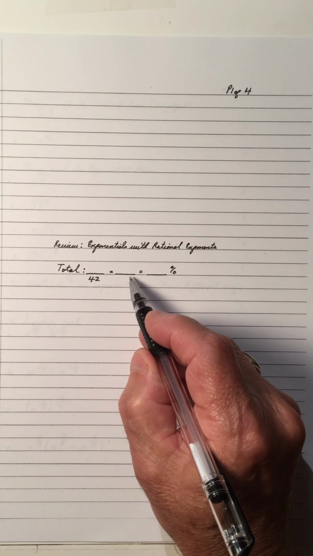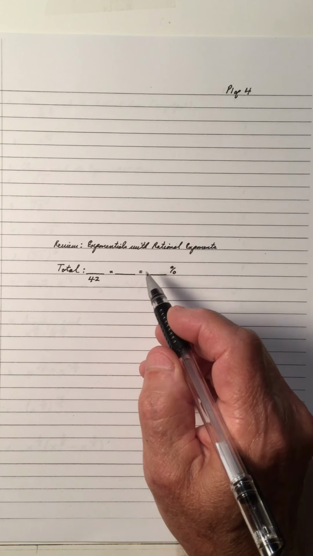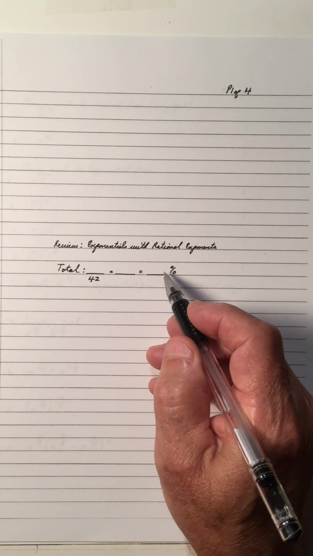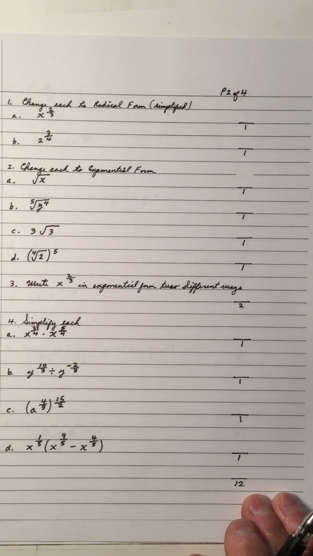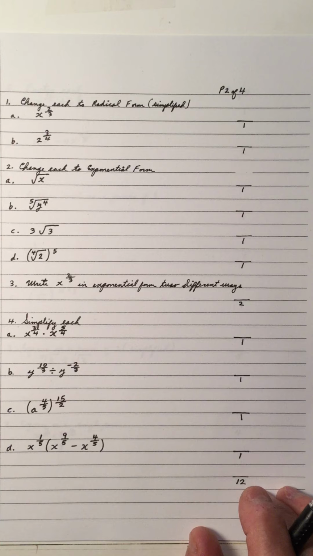Change it to a decimal by dividing denominator into numerator. Move your decimal 2 places to the right to get a percentage to find out how well you know rational exponents. Let's start the rational exponents.